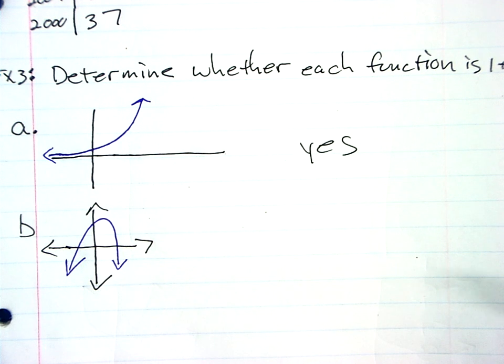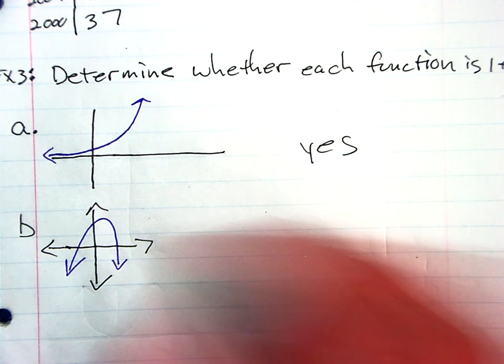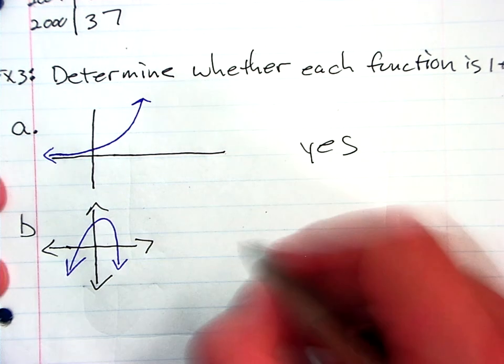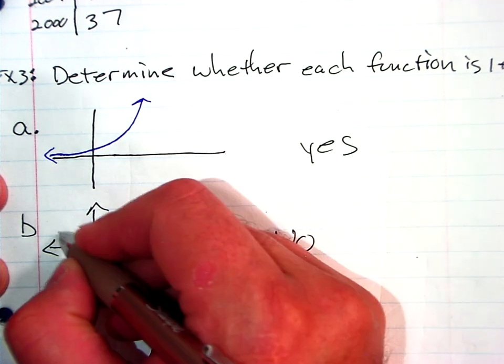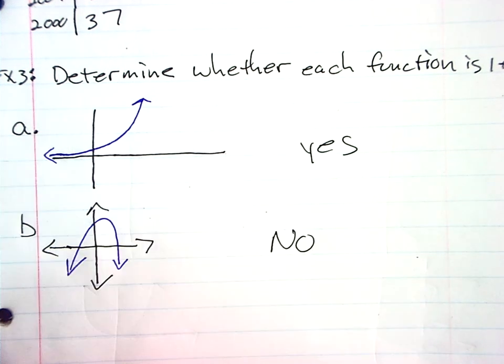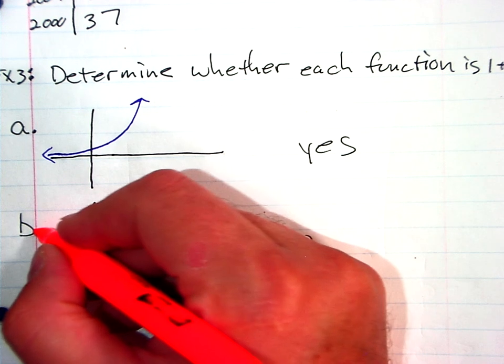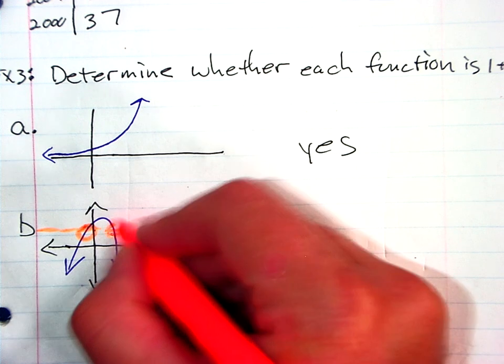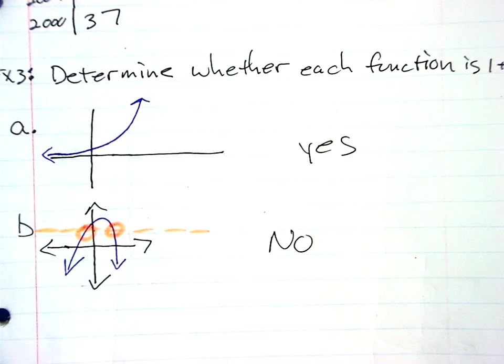All right, if I take a horizontal line, is it going to cross more than one time? Yes. So this would be a no. And just because I'm personally a visual learner, I'm going to draw a horizontal line and circle that it crosses twice. So that's a no.